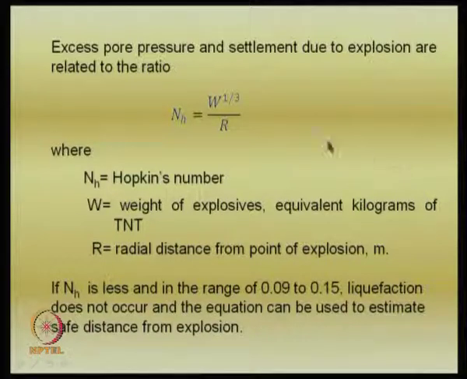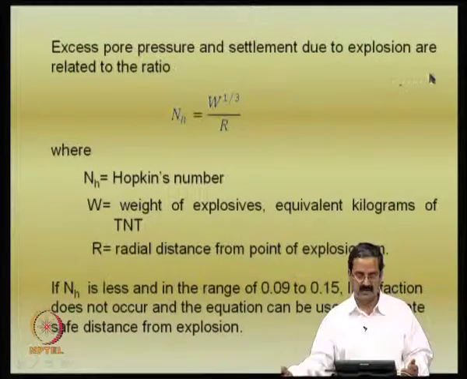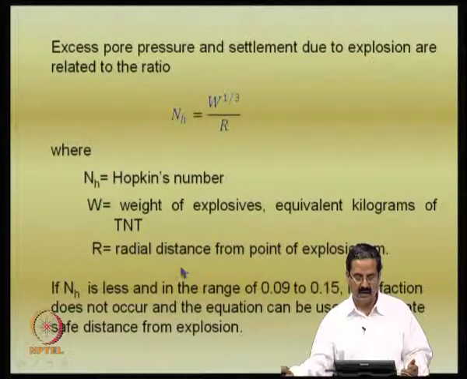And how do you actually understand and calculate the system? As I just mentioned, the excess pore pressure and the settlement due to explosion are related to a ratio called NH, which is nothing but the weight of the explosives divided by the radial distance from the point of explosion in meters. This is what is called the Hopkins number, and if you know the weight and the radius, you can get this number.